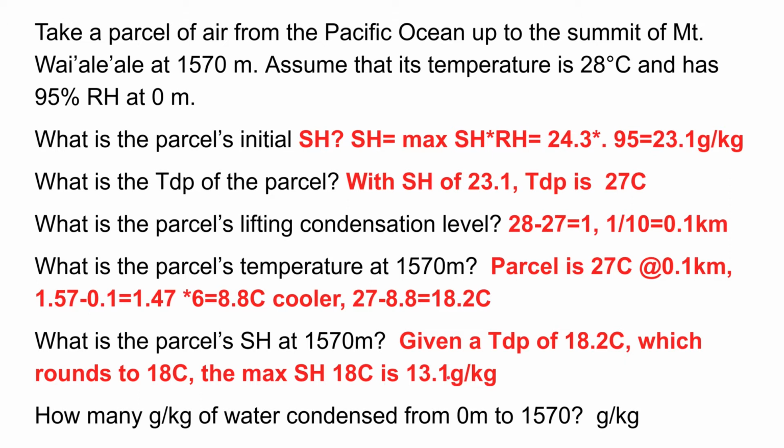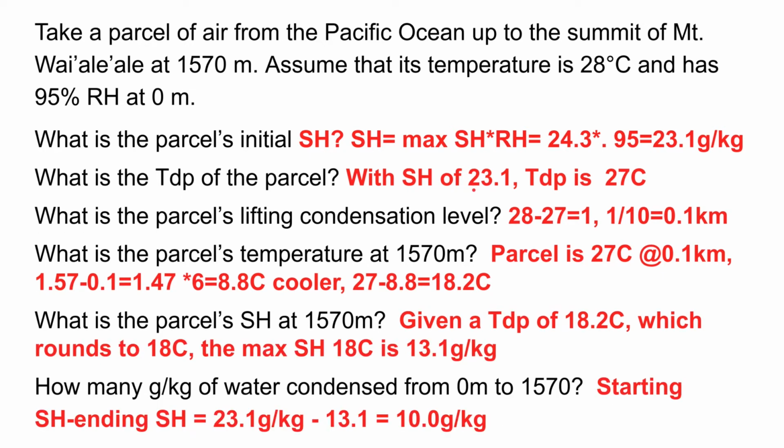So, as the parcel cooled, you get condensation, and what you're left with is 13.1. What we started with was 23.1. So, the last question, how many grams of water vapor condensed? We had 23.1. We end with 13.1. The difference between those is 10.0 grams per kilogram. So, on the assignment, you'd enter that as 10.0. All right, that was the first one. We're just taking air, we're lifting it up, we're seeing what happens to the temperature, we're seeing what happens to the water vapor.